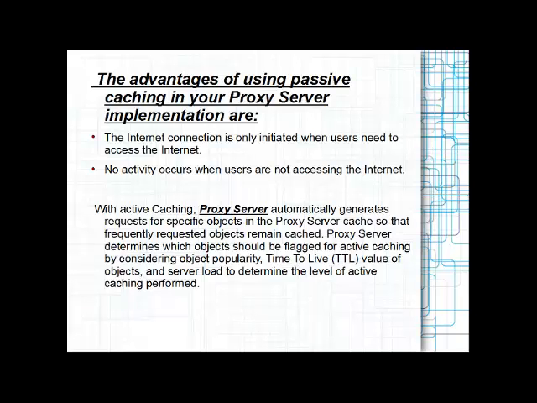With active caching, proxy server automatically generates requests for specific objects in the proxy server cache so that frequently requested objects remain cached. Proxy server determines which objects should be flagged for active caching by considering object popularity, time to live value of the object, and server load to determine the level of active caching performed.